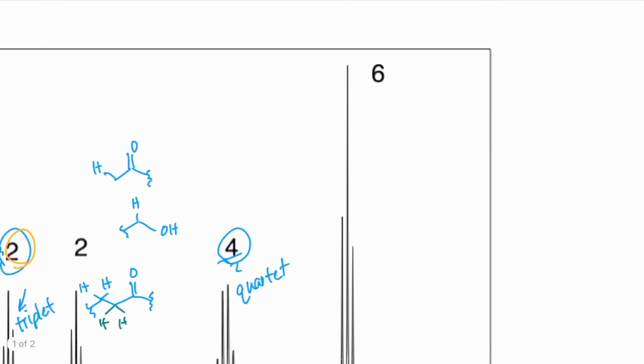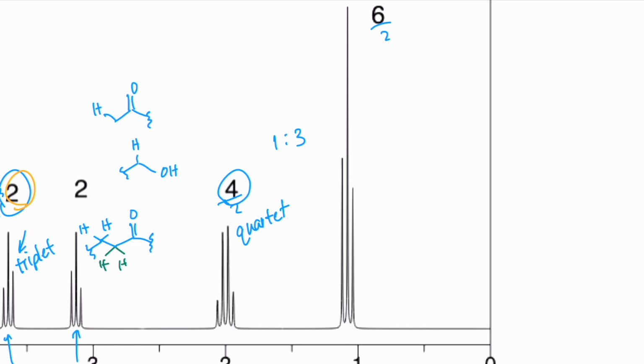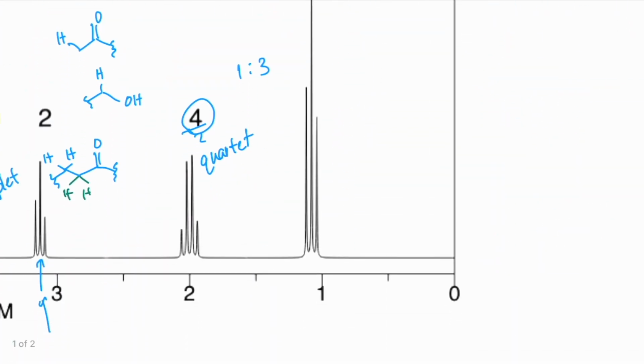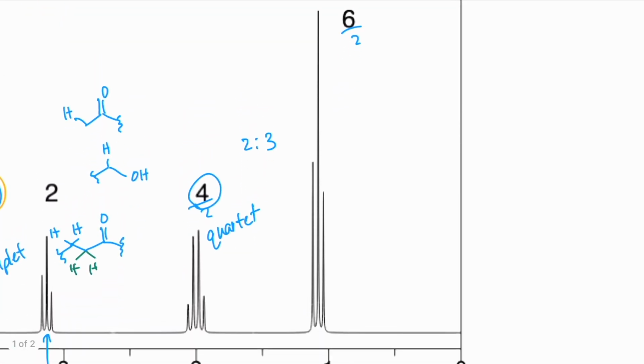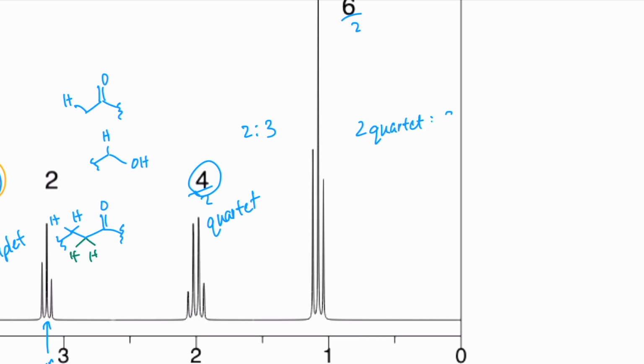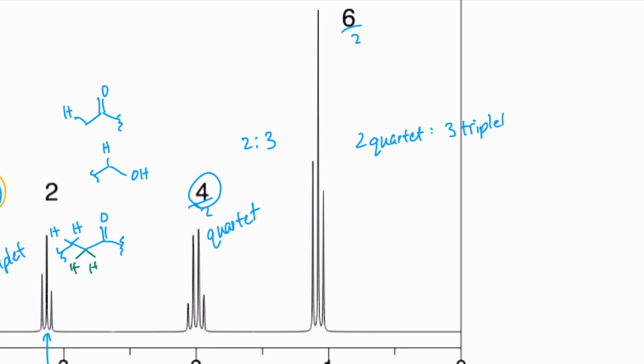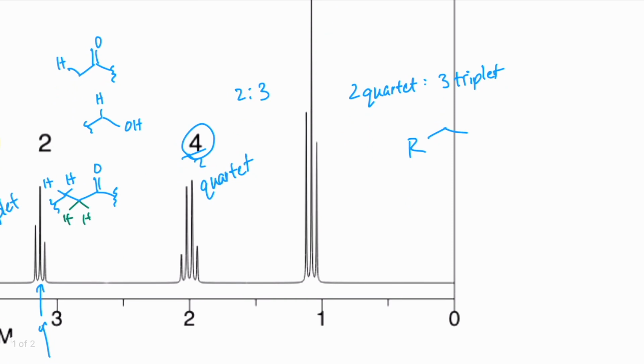Okay, let's divide both of these by 2. And we have a 2 to 3, where the 2 is a quartet, so I should write this as a 2 quartet. It's a 3 and a triplet. This is very indicative of an ethyl group. Okay? And if we have 2 of them, we're making an assumption here that we have 2 of these. It's symmetrical. So we should have 2 ethyl groups that are in the exact same chemical environment.